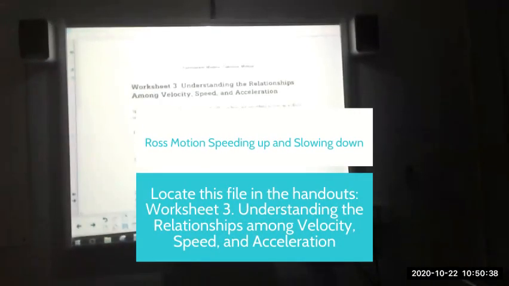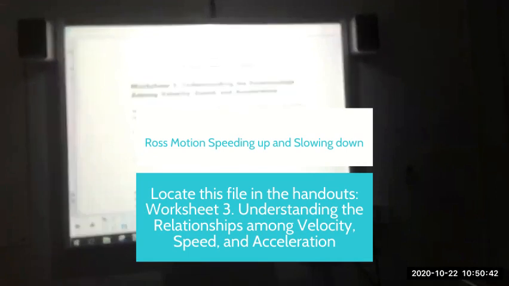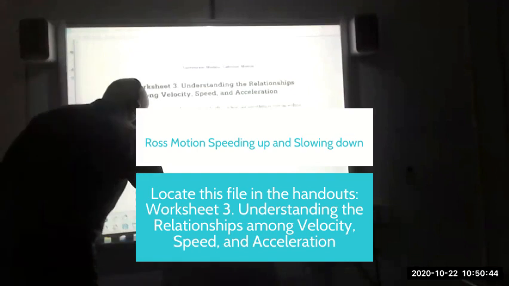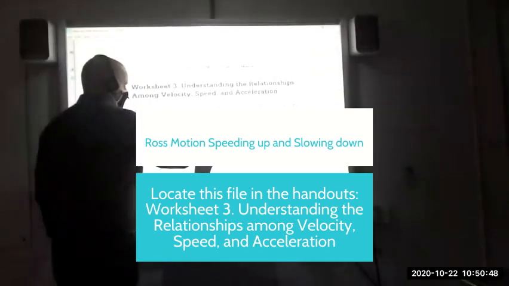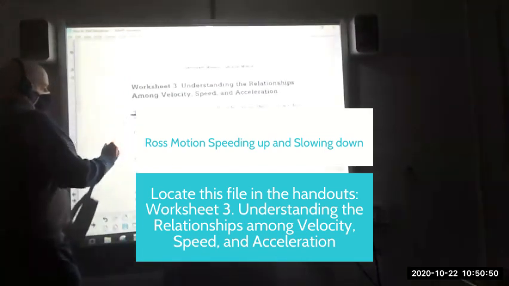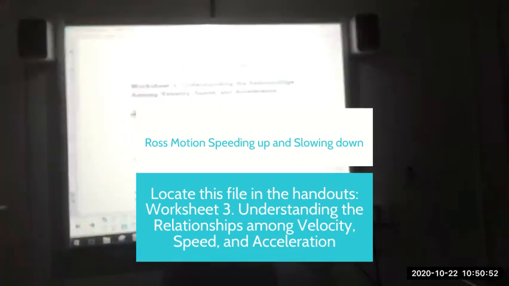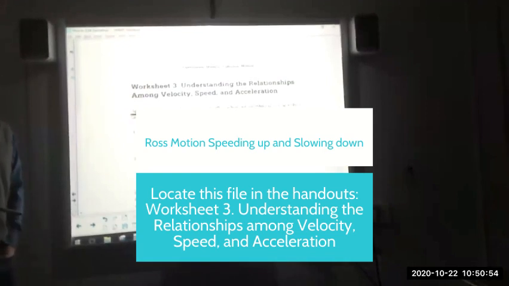Okay, so you did some work with the relationship between velocity, speed, and acceleration. And I'd like to start right here in this first statement to make sure that this is 100% clear to you, because this is going to matter later. Speed is the absolute value of velocity. Speed is the magnitude of velocity.